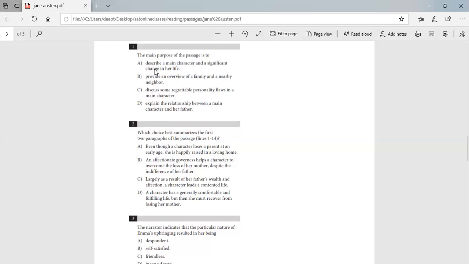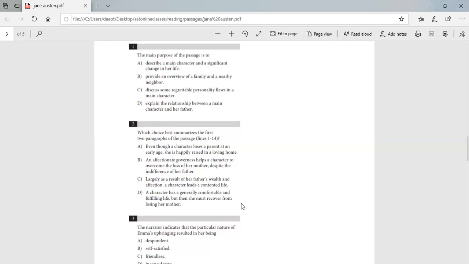It goes away. And we go back to the first option. Describe the main character. Yes, we did that in all the paragraphs. Something or the other about Emma is in all the paragraphs. And change in her life, that's also everywhere. Okay. All right, let's move to the next question.